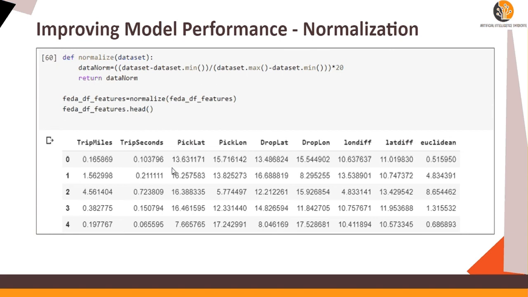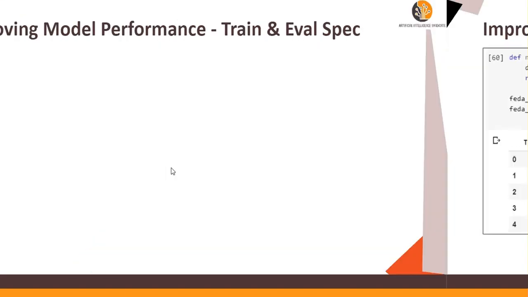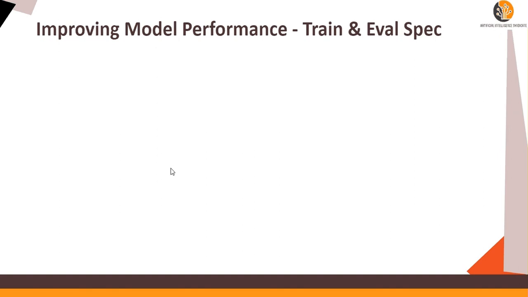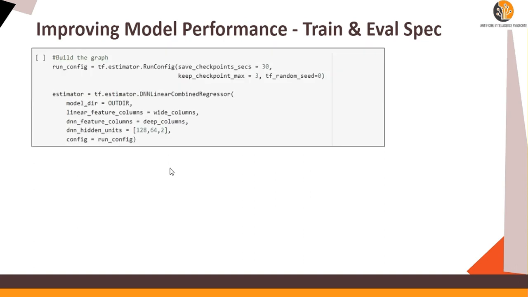Next step is train and eval spec. This is required, and this is a little bit different, but it's almost the same as what we did in the previous videos. So let's understand this also. Here I am doing some run config. That means remember the checkpoints which we discussed in the previous videos. So after 30 seconds do a save checkpoints, and the maximum number of checkpoints I'm going to keep is 3. I don't want to have more than 3 checkpoints kept because unnecessarily it's going to take my space.